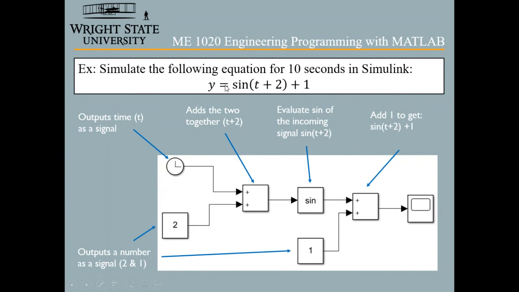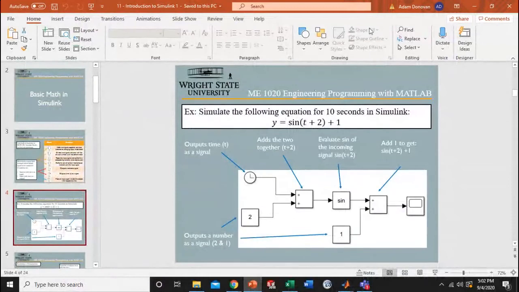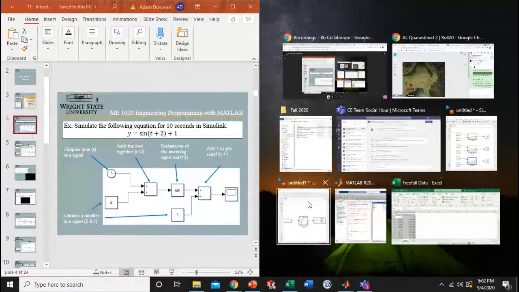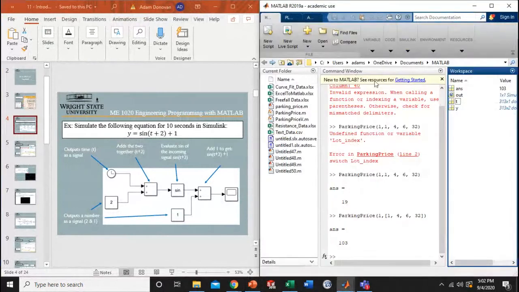And then to finish off this equation, I need to add 1 to it. And so I grab an add block and input this line here, sine of t plus 2, and I'm going to add it to 1. And then that's my output. And so I'm going to go through this example, and I know I was just explaining that at a high level, but I'm going to start labeling things as we go, so hopefully you'll start to understand.